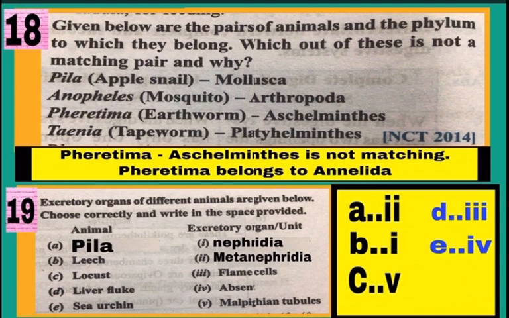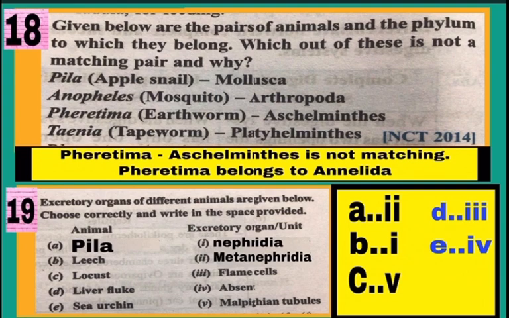Taenia, tapeworm, belongs to Platyhelminthes. Ye correct pair hai. Clear? So answer kya hai yahan par? Pheretima, earthworm, Aschelminthes is not matching pair and Pheretima belongs to Annelida.